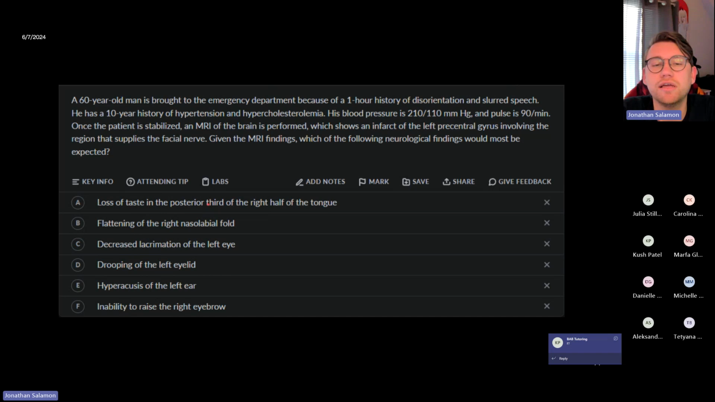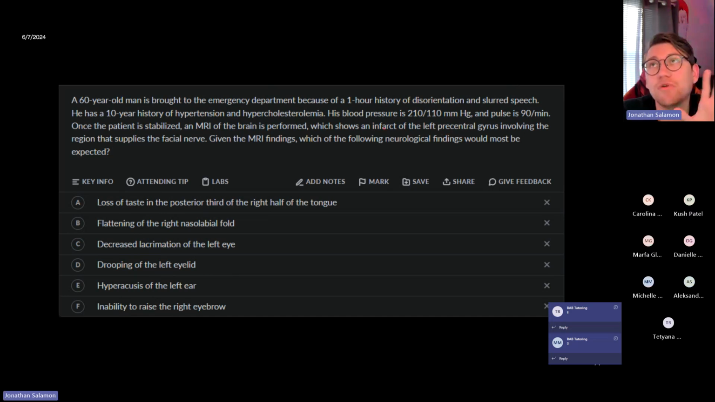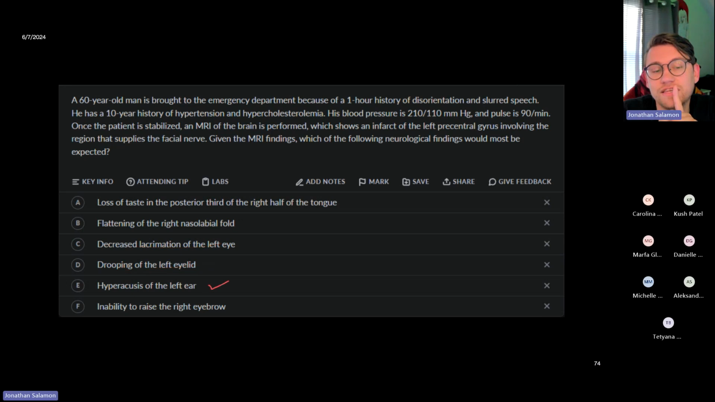Well, I mean, you're on the right track, right? So where is this at, right? Where it says left precentral gyrus. So it says left precentral gyrus, so you know that it has to be a motor problem on the right side, right? So you can rule this out. If this said right ear, E could be correct, right? But it says left ear, so no go.